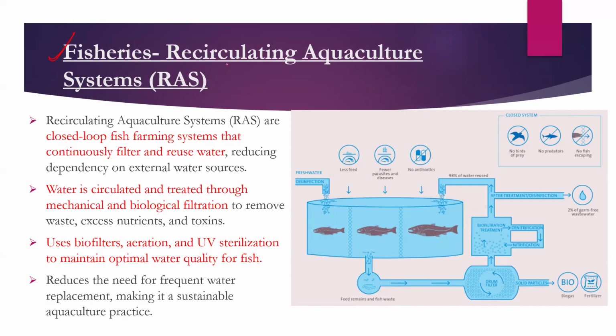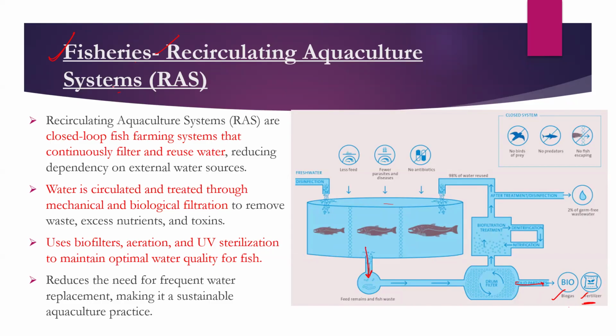Now in fisheries, recirculating aquaculture system, already a UPSC question. Here the focus is on ensuring the fishes are grown here. Whatever feed remains and fish waste is there goes here. Finally, all the solid particles are collected, and biogas and fertilizers are created out of it. Finally, the water part of it is treated and sent back in. So that is recirculating aquaculture systems.